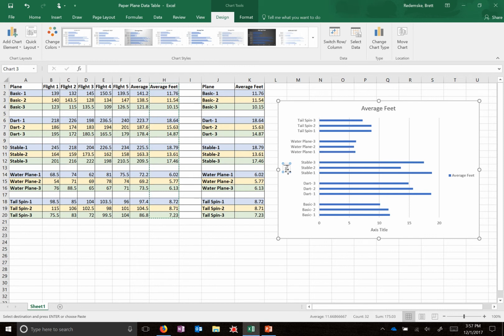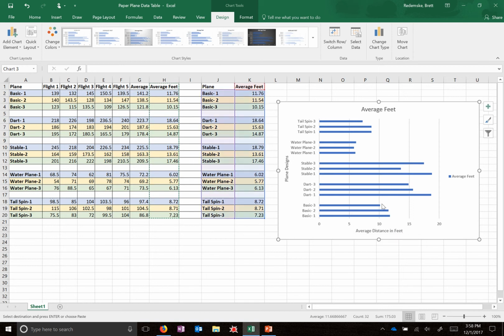For the axis title, I would walk the students through the steps, and then they would do this themselves. So plane designs is on the y-axis, and the x-axis is average distance in feet. Got it. And then for the title, we'd have them come up with this.